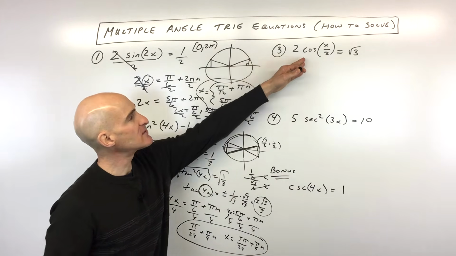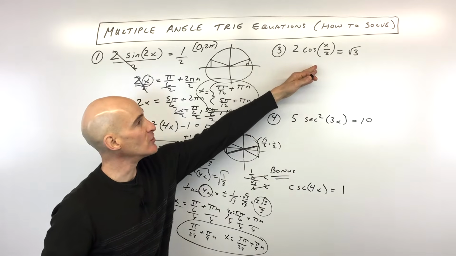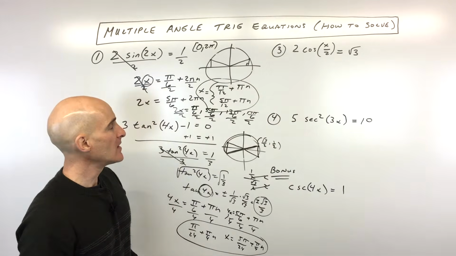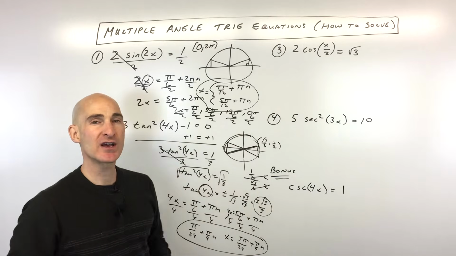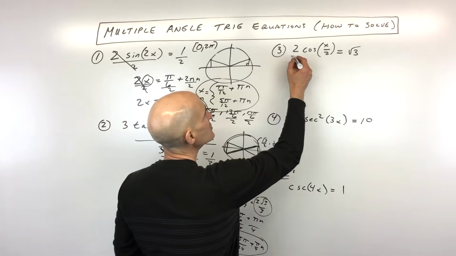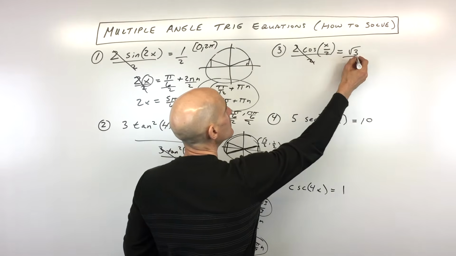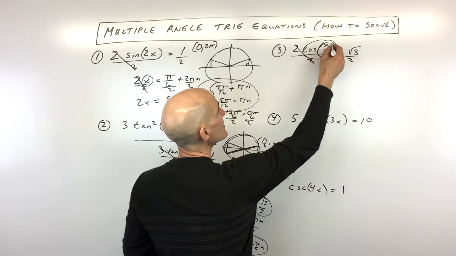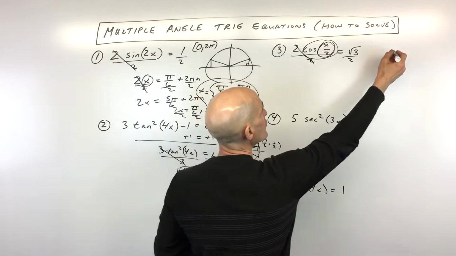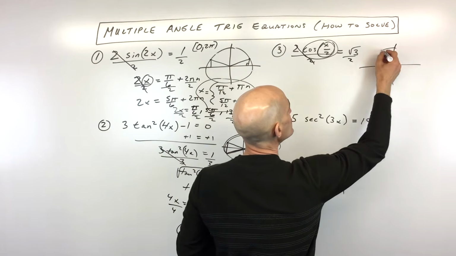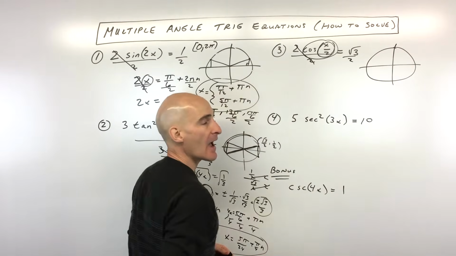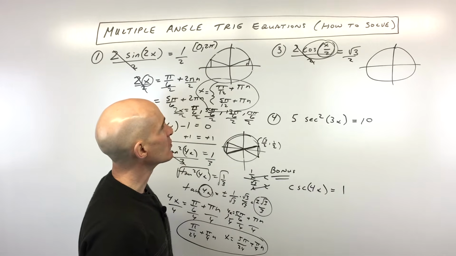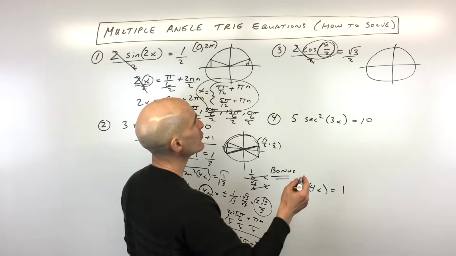We've got 2 times the cosine of x divided by 2 equals square root of 3. So same idea here. We're trying to get that cosine by itself. So I'm going to divide both sides by 2. Okay, so now we're asking ourselves, cosine of what angle? I'm going to treat this like a group. Cosine of what angle equals square root 3 over 2? Well, remember, cosine is the x coordinate on the unit circle. So we're asking ourselves, where's the cosine root 3 over 2?